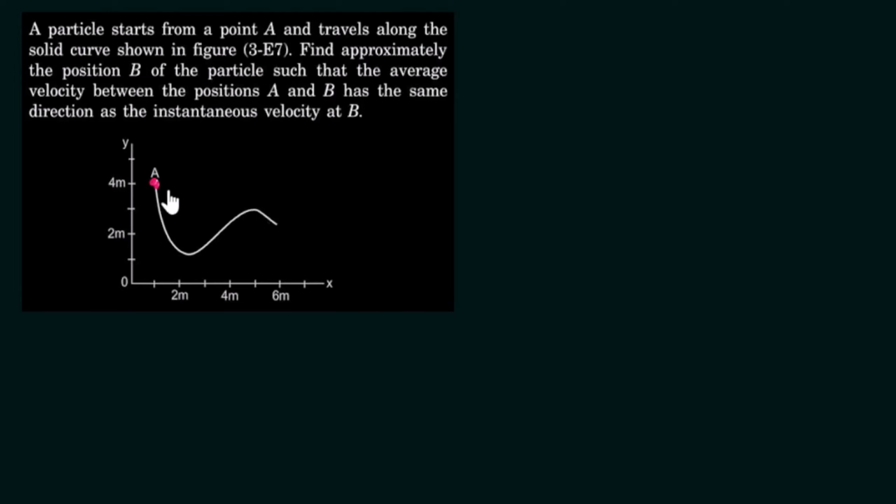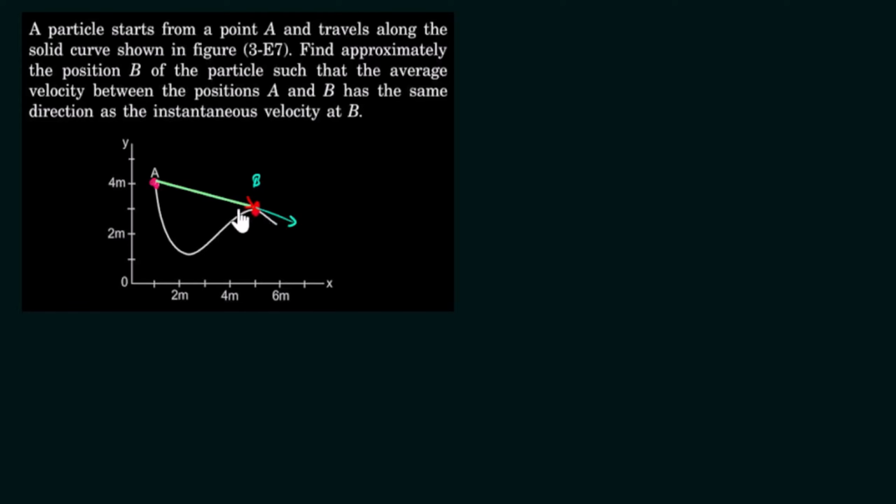So basically here, this is the point. This is the point B. This is the direction of the average velocity, and at this point you can also find the direction of the instantaneous velocity, which is in the direction of the tangent. So this is the particular point B.